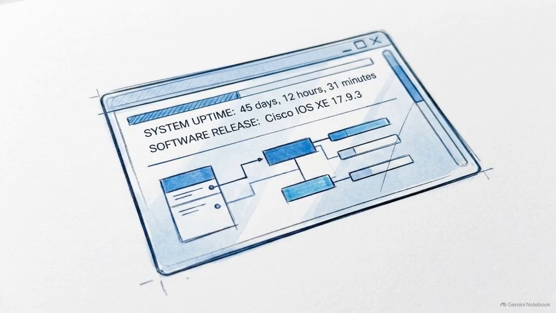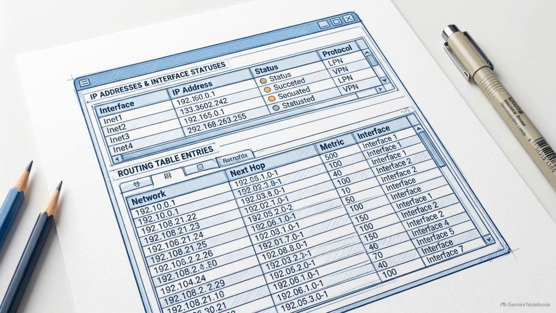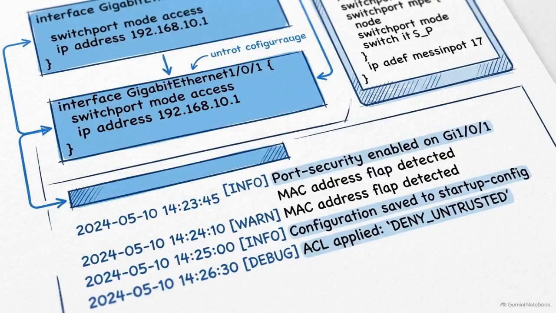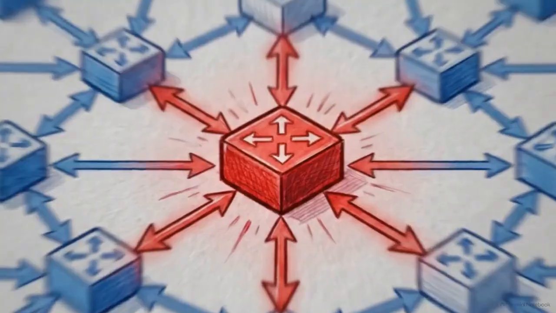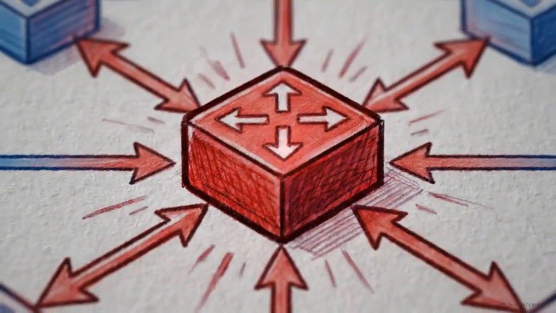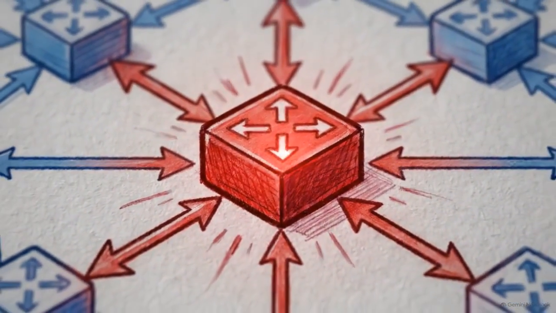These 5 commands constitute the golden sequence for assessing any unknown device: show version, show ip interface brief, show ip route, show running-config, and show log. Executing these 5 commands in order eliminates wasted effort and rapidly narrows the fault domain during critical outages.